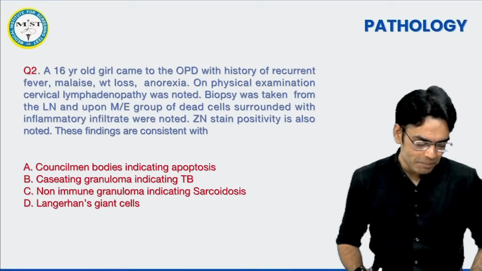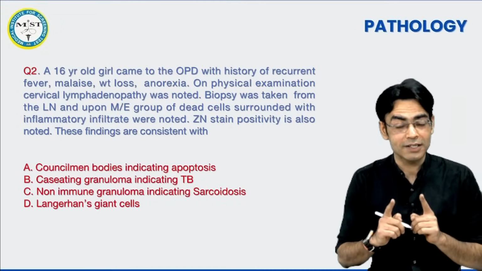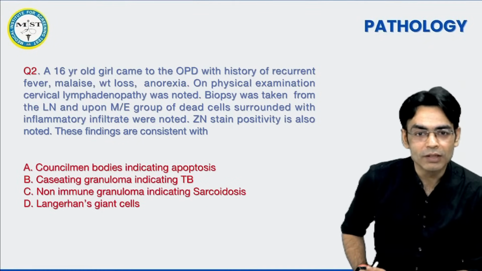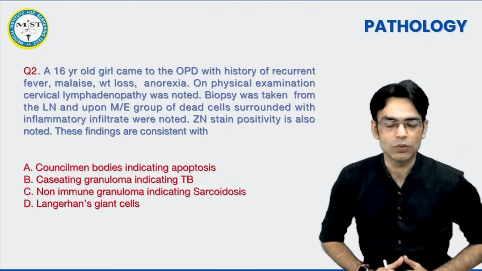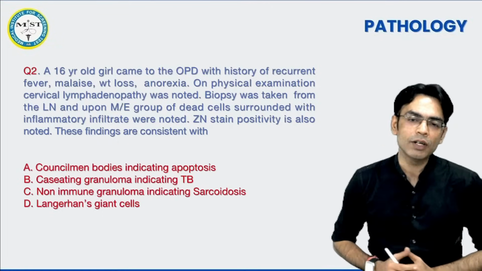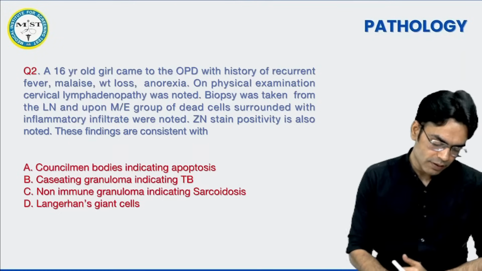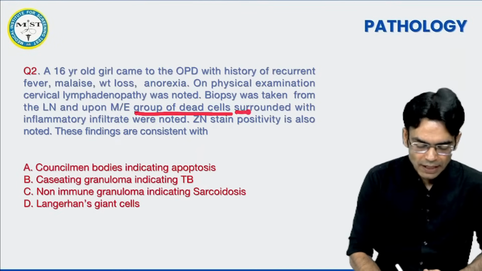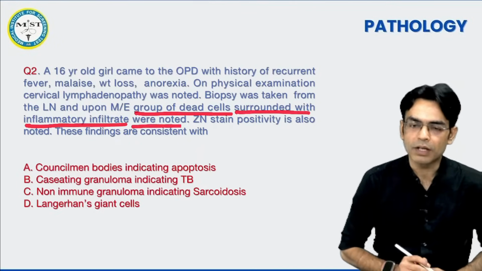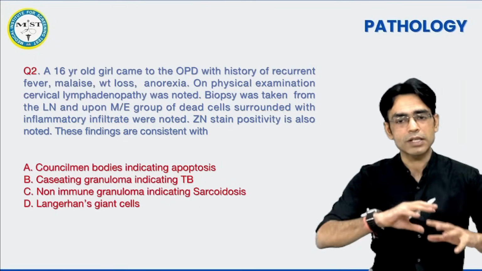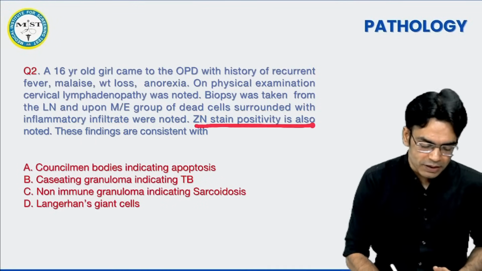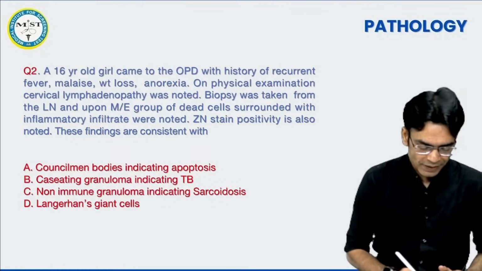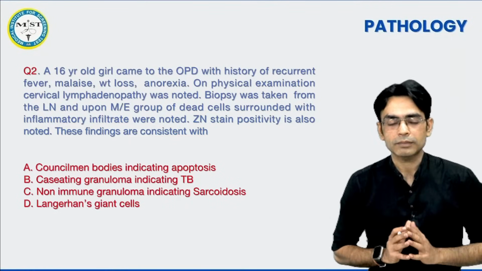Let's move ahead. Second question, read carefully, answer carefully. A 16-year-old girl comes to the OPD with history of recurrent fever, malaise and weight loss, and anorexia also. On physical examination, cervical lymphadenopathy was noted. Biopsy was taken from the lymph node, and upon microscopic examination, a group of dead cells surrounded with inflammatory infiltrate were noted. Some cells are dead, with inflammatory infiltrate all around. ZN stain positivity is also noted. When I stained it with ZN, Ziehl-Neelsen, it came positive. These findings are consistent with A.